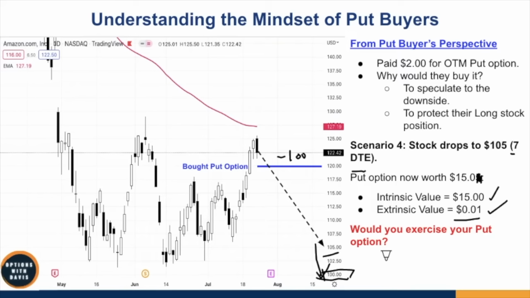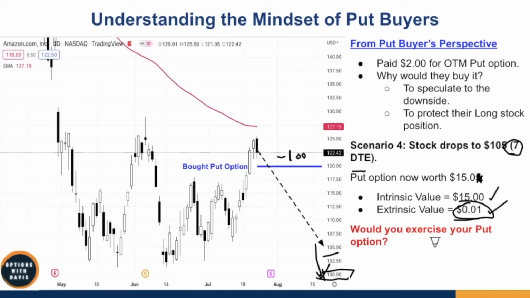Now think about this. As the buyer of the put option, why are you now suddenly wanting to exercise the option when in the previous 3 scenarios you did not want to exercise your put option? What's the reason? If you go through this thought process, you will realize it's because you saw that there's not much time left. There's only 7 days to expiration and only 1 cent in extrinsic value. That is why you're considering exercising the put option.